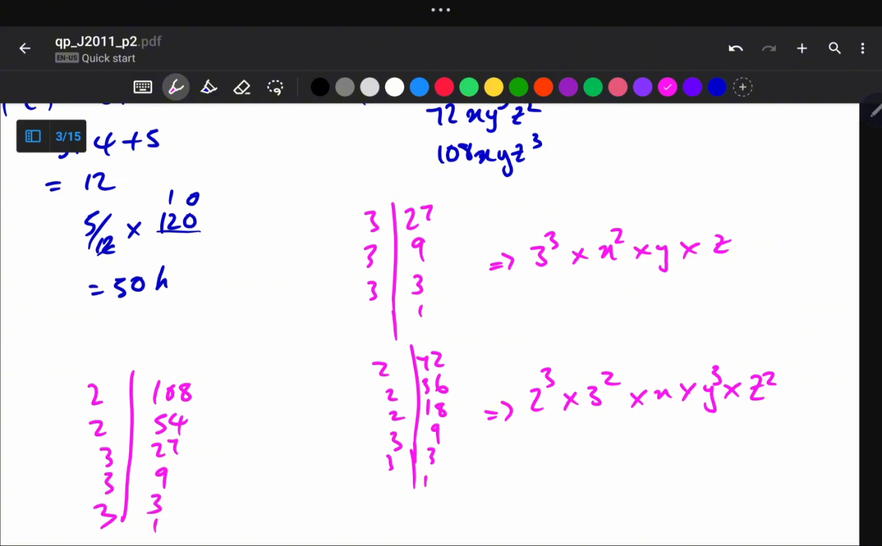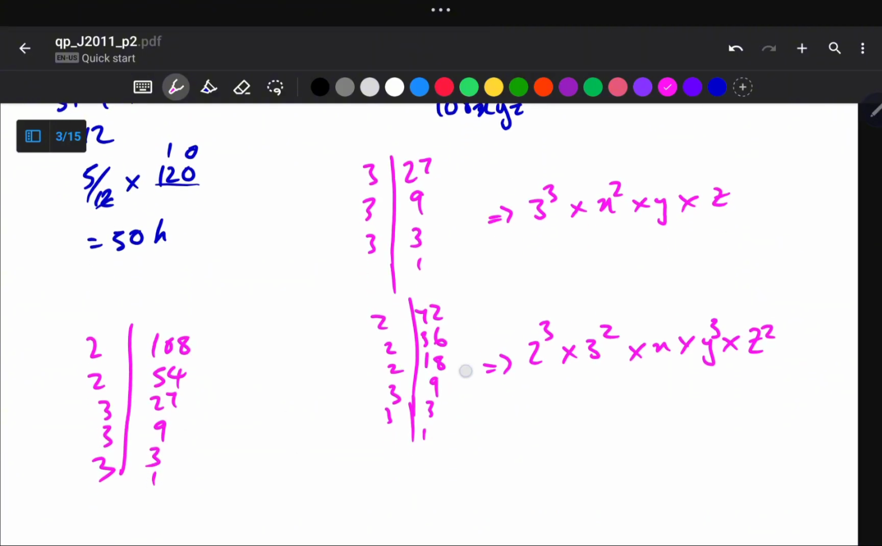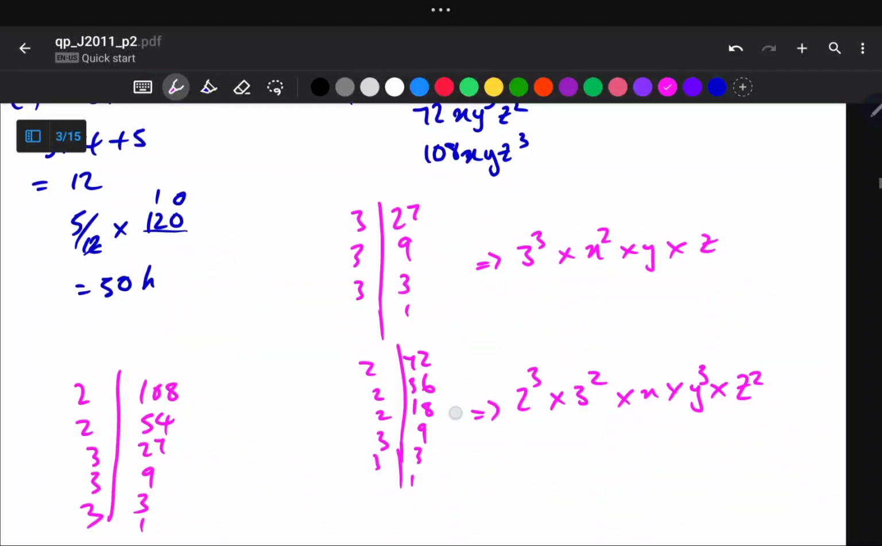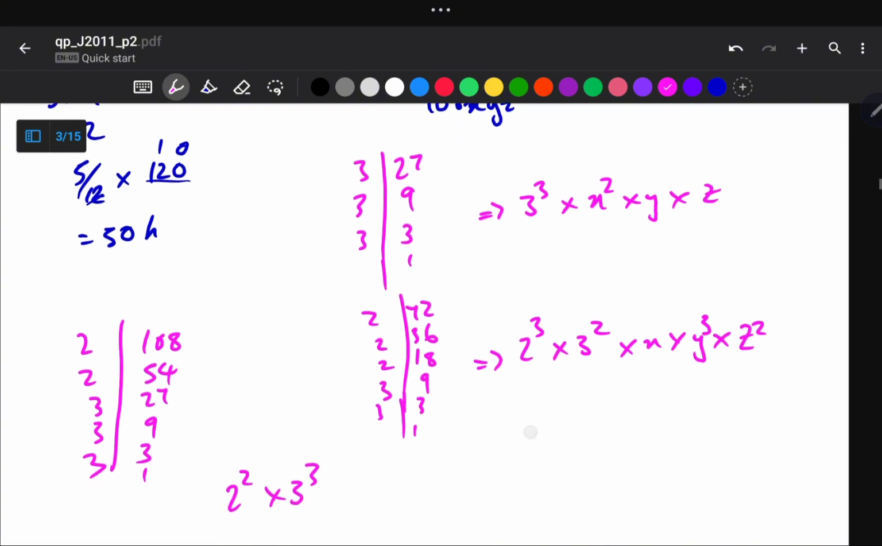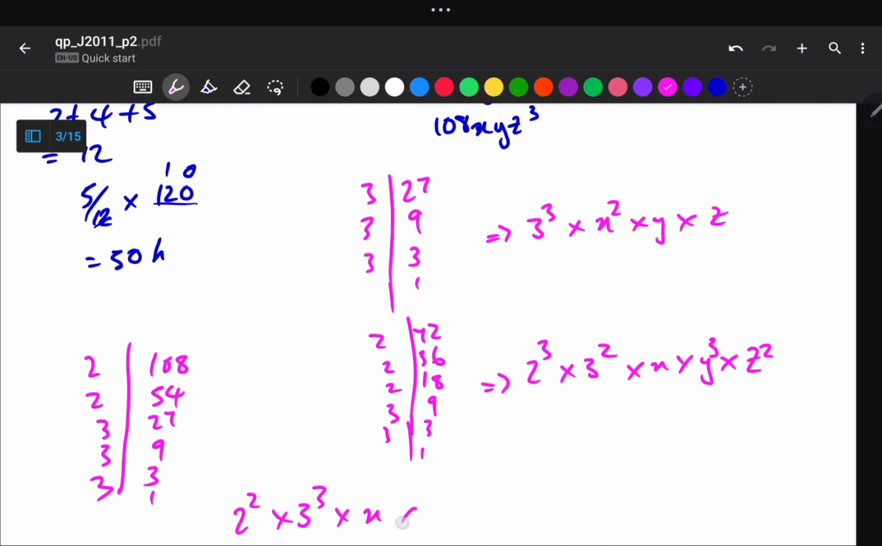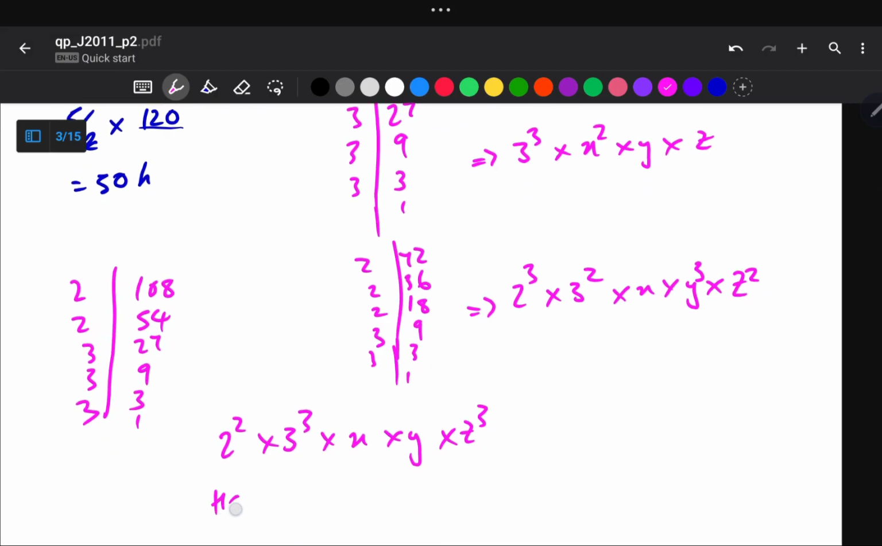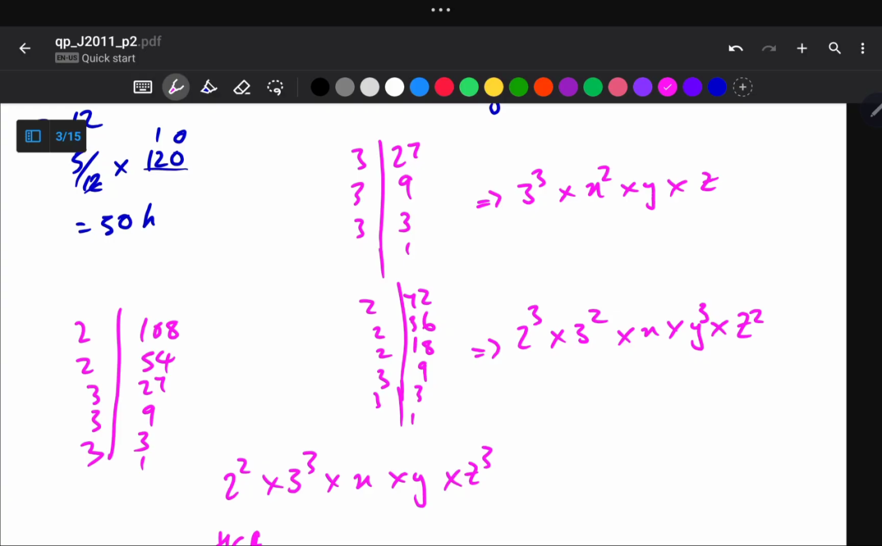3 into 3, it gives us 1. So our final answer for 108xyz cubed is equal to 2 squared by 3 to the power 3 multiplied by x multiplied by y by z cubed. So for the highest common factor, we are going to collect factors that are numbers that are common in everything here. So we are having this one, and this one.